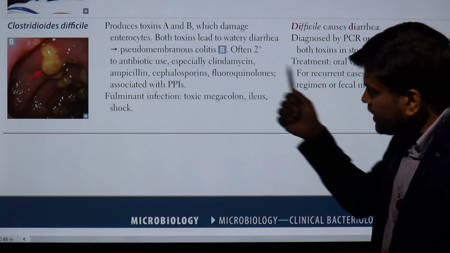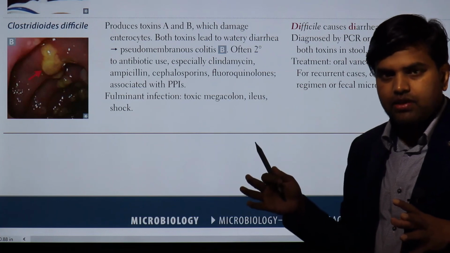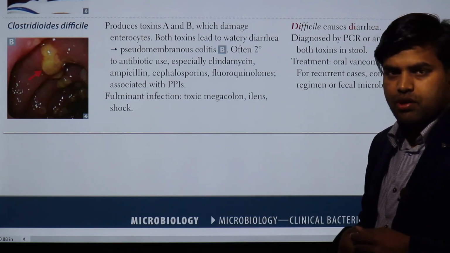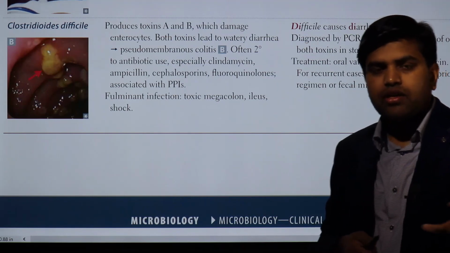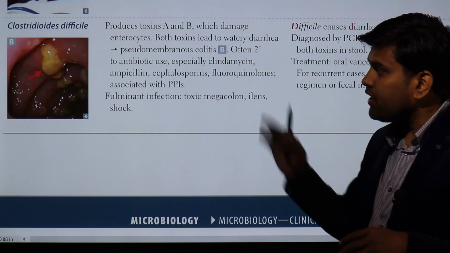Since this is hospital acquired, you can see a lot of infection in a hospital setting, and they are important from a clinical point of view, which makes it high yield for the USMLE and any other medical entrance exams all over the world. So we need to know the concept clearly.